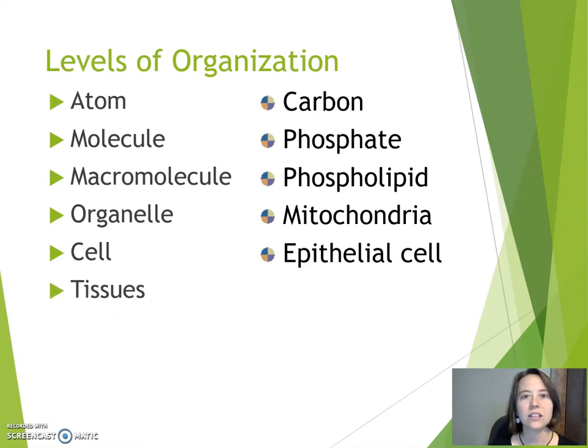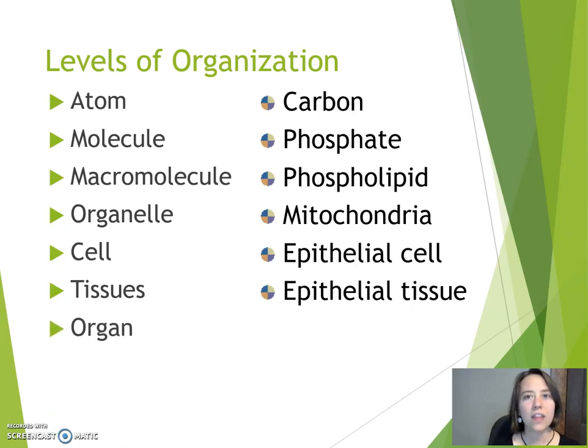Many cells working together make up a tissue. So many epithelial cells working together would make up an epithelial tissue. Then also, when you have many tissues working together, you get an organ. Lung is an example of an organ. I would like you to pause the video and write down 2 more examples of organs in the human body.